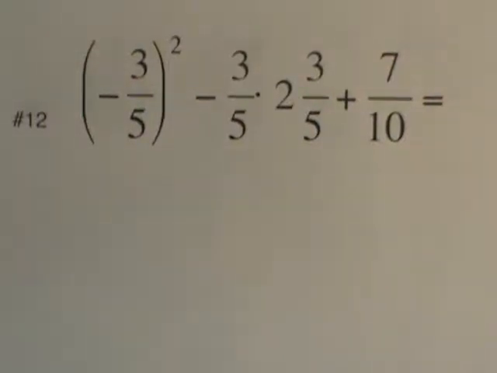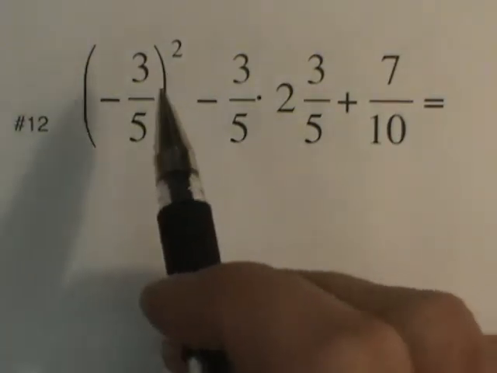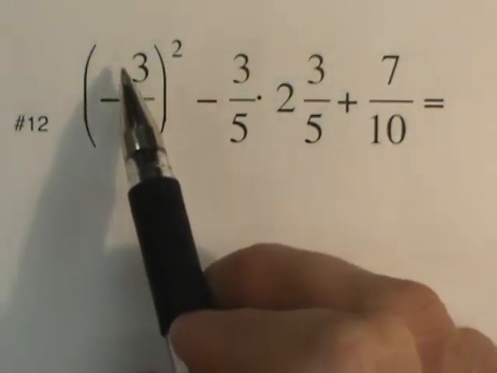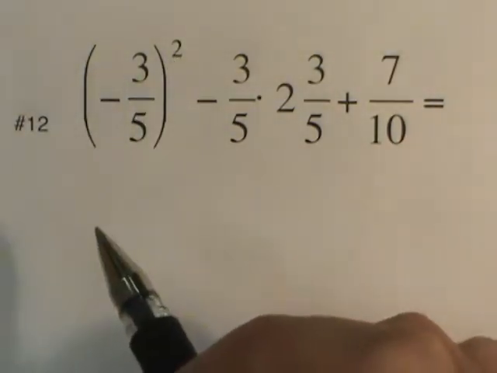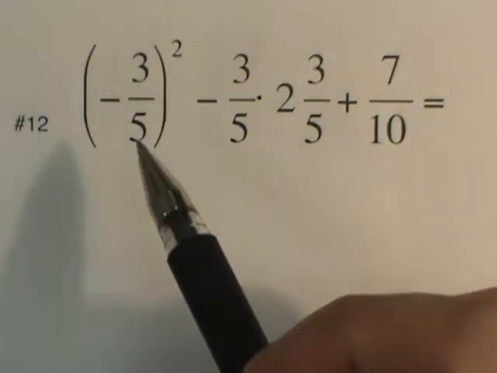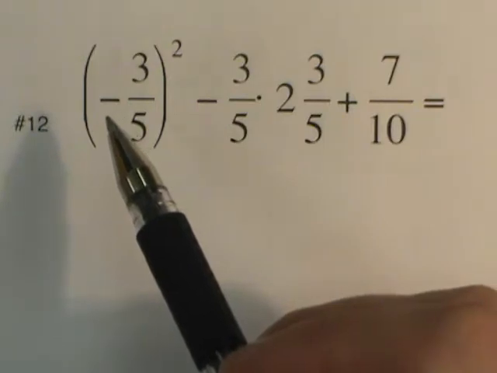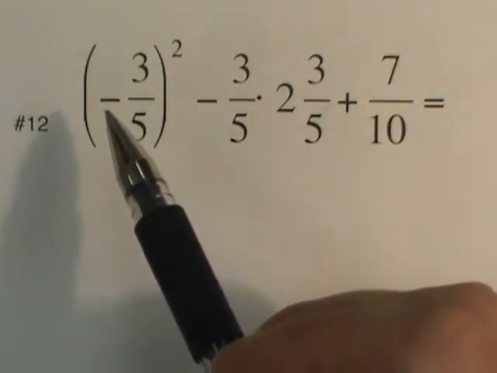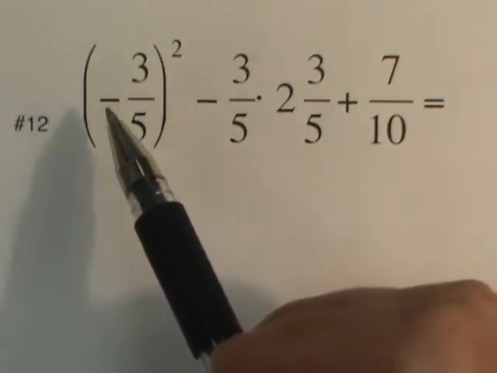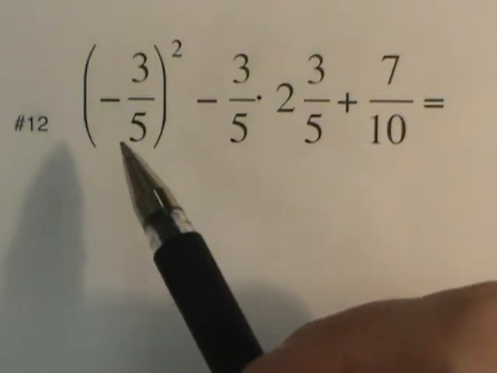Number 12, order of operations. We've got all kinds of things going on here. First thing we want to look at is the squaring of the fraction. Remember, when you square a fraction, you just take top with top and bottom with bottom. Also remember that anytime you square a value, it has to come out positive. So even though this is negative, a negative times a negative will still produce a positive.